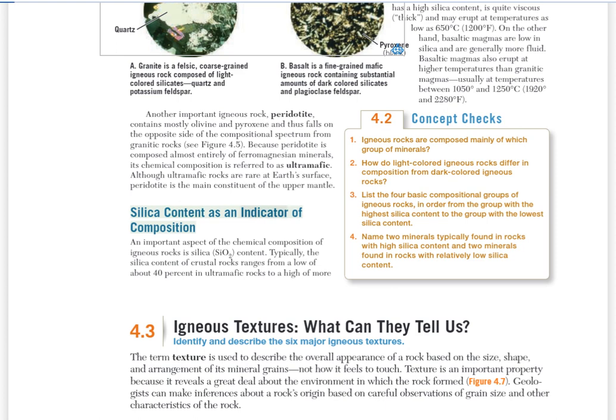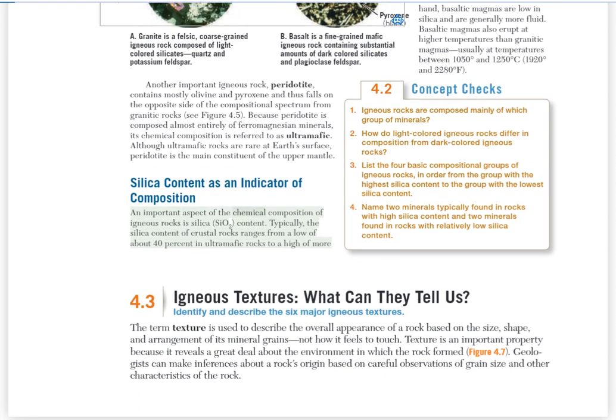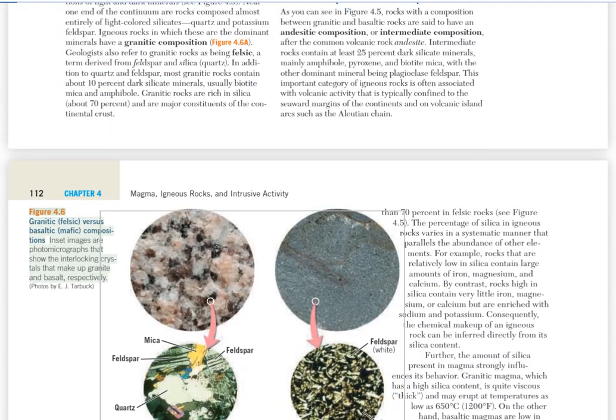Silica content as an indicator of composition. An important aspect of the chemical composition of igneous rocks is silica content. Typically, the silica content of crustal rocks ranges from a low of about 40% in ultramafic rocks to a high of more than 70%. Figure 4.6 Granitic versus basaltic compositions. Inset images are photomicrographs that show the interlocking crystals that make up granite and basalt, respectively.